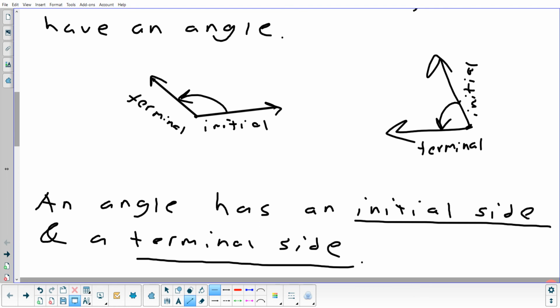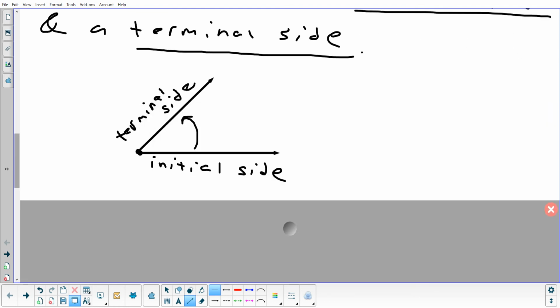Now, we're going to have an even easier way to tell which side is initial and which side is terminal in a minute. Usually, you don't have the initial side sticking up like that. Generally, you want the initial side to always point a certain way. And if we do that, then it's even easier to tell which side is initial. So I'll show you how you normally want to put the initial side. The initial side usually is horizontal, and it points to the right. So you set that side first, and then you set your terminal side wherever you need it, depending on how big of an angle you want to draw.